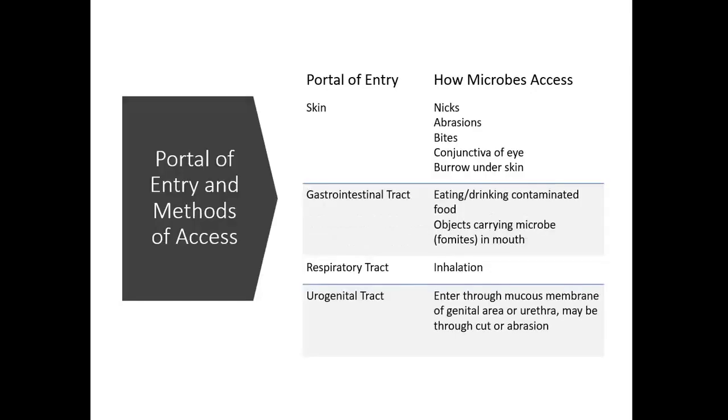So the portals of entry are going to be like the skin. How does the microbe get in through the skin? Because somehow that skin gets broken through a nick or abrasion or a bite, might come in through the conjunctiva, and sometimes they just burrow in under intact skin. The gastrointestinal tract can be the mucous membranes. There can be a portal of entry, and that's going to come because of eating or drinking contaminated foods or water, or putting inanimate objects like pens, pacifiers, things like that that might have a microbe on it into our mouth, and then that can serve as a portal of entry.